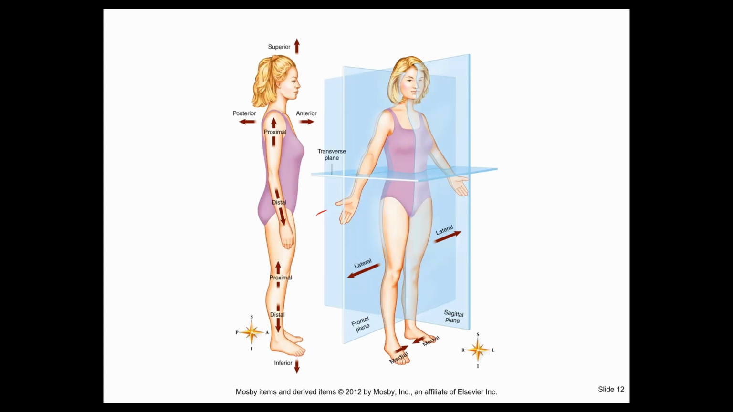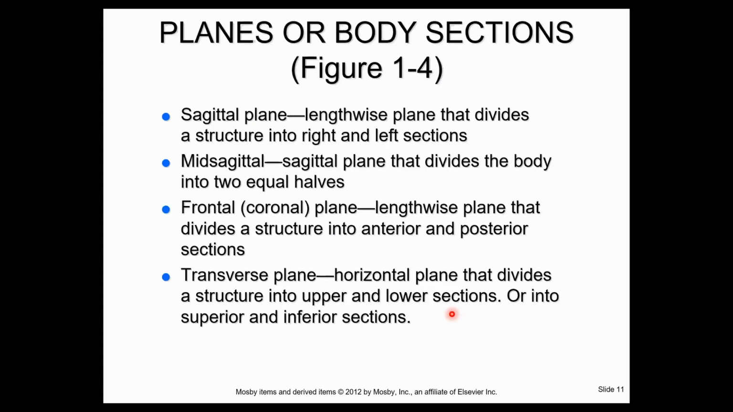And finally, we have the frontal plane. The frontal plane divides the front from the back, anterior from posterior, ventral from dorsal. This is your frontal plane, or another name for it is the coronal plane. Coronal is like a corona, right? It divides the front from the back. So transverse is the horizontal plane, and the sagittal plane divides the body into the right and left parts.